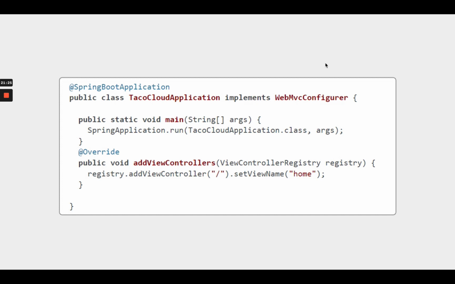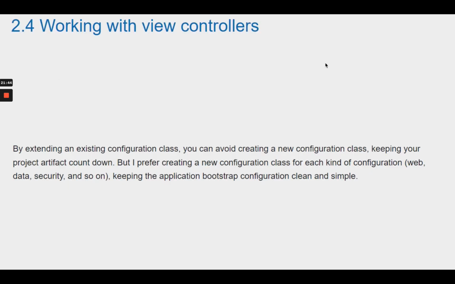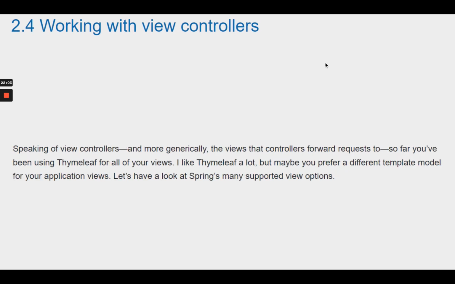Here, you've created a new WebConfig configuration class to house the view controller declaration. But any configuration class can implement WebMvcConfigurer and override the addViewControllers method. For instance, you could have added the same view controller declaration to the bootstrap TacoCloudApplication class like this. By extending an existing configuration class, you can avoid creating a new configuration class, keeping your project artifact count down. But I prefer creating a new configuration class for each kind of configuration: web, data, security, and so on, keeping the application bootstrap configuration clean and simple.